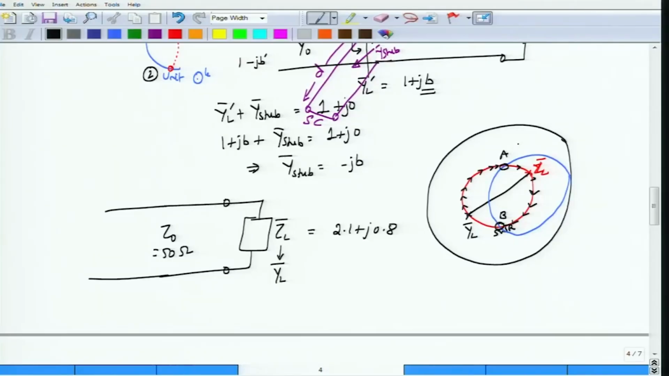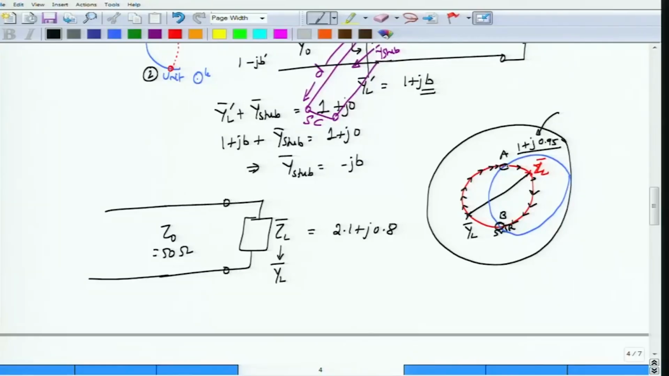So at A you can read the value. Let's say this is about 1 plus j0.95. Again this is not an exact value, this is something that you have to read from your Smith chart. I am making some simple numbers over here just to show you how to perform this stub matching.